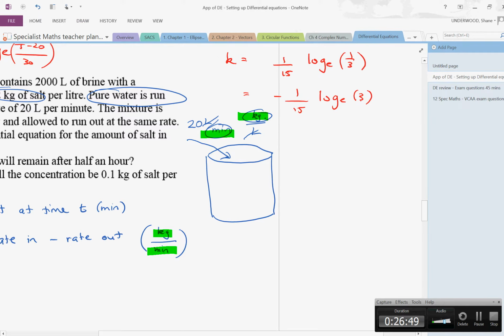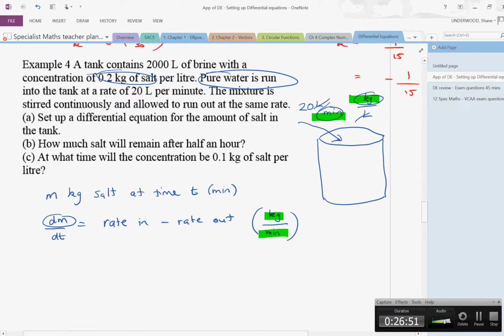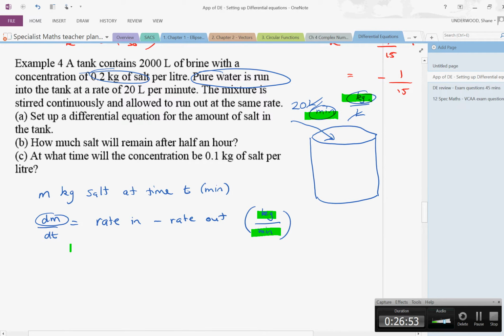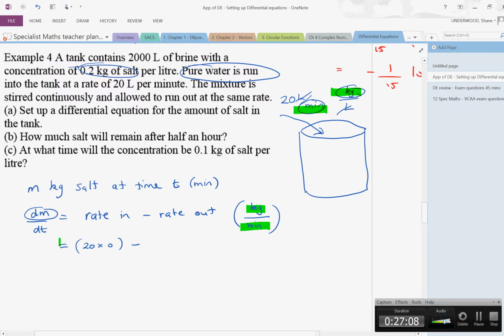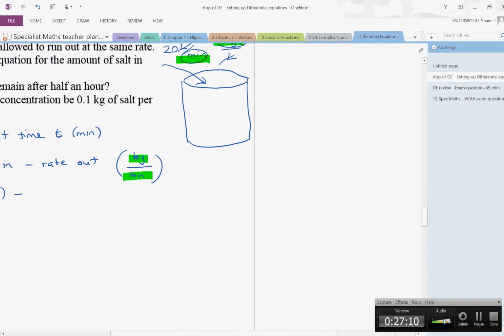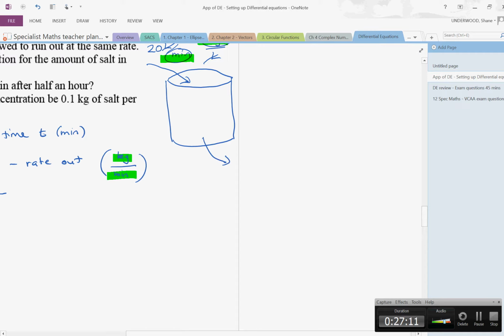So the rate in is actually equal to 20 times 0, which is 0, minus the rate out. Now let's have a look at the rate out. Once again, what's coming out? We want kilograms per minute, don't we?